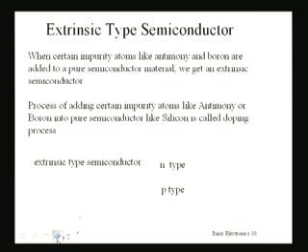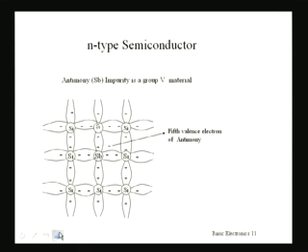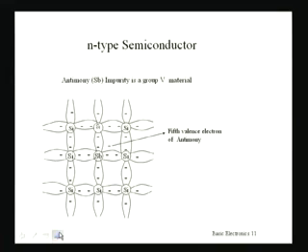That is, you can get an N-type extrinsic semiconductor if you add a pentavalent impurity material like antimony or phosphorus into a pure semiconductor like germanium or silicon. Or you can have a P-type extrinsic semiconductor when you add a trivalent impurity material like boron or indium into a pure germanium or silicon semiconductor. But what happens when you add an impurity atom to a pure semiconductor?